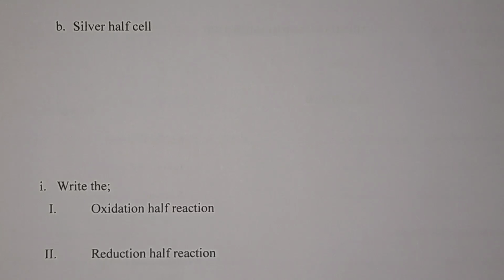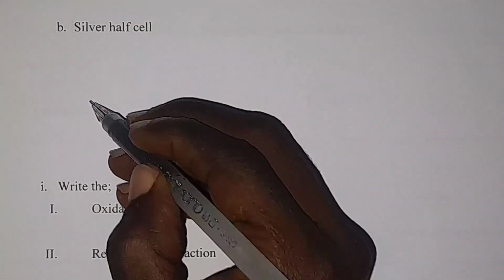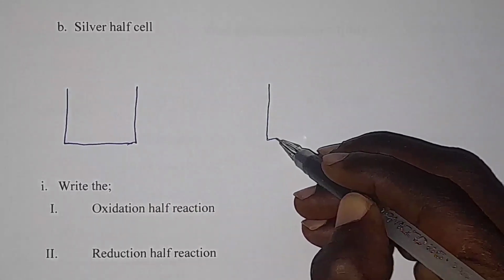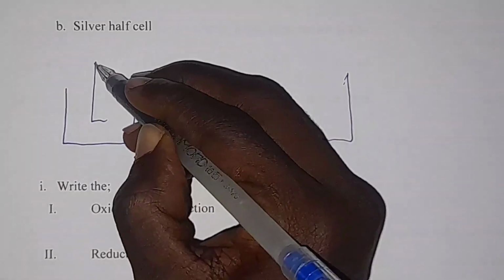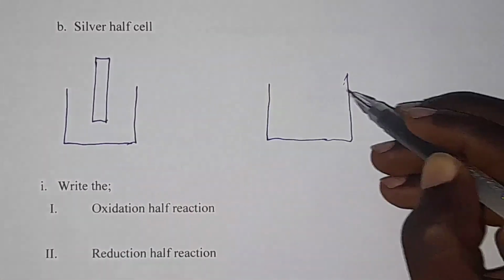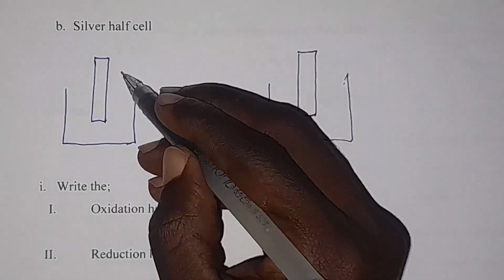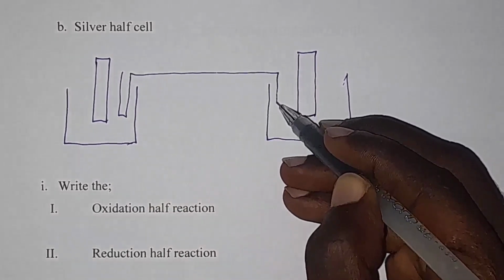So for part B of that question 1, we are supposed to draw an electrochemical cell connecting a copper half cell to a silver half cell. So I have to draw first of all again the general electrochemical cell. Here I'm going to have my beaker, the first half cell. Then I'm going to have the other beaker here. Then I'm going to have my rod, the electrode. Then this is the electrode for the second half cell. Then I'm going to connect them using a salt bridge. This is my salt bridge.